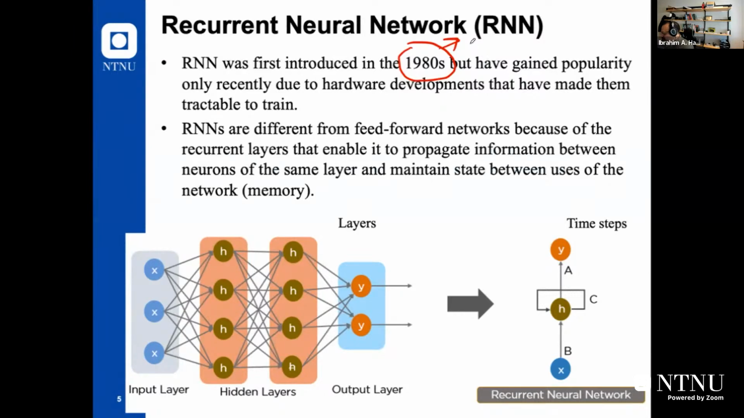RNNs are different from feed-forward neural networks because of the recurrent layers, which enable them to propagate information between neurons of the same layer and maintain state between users. This is very, very important for the network. So we have a memory. The idea here in case of RNN is that we have a memory, and this memory is the state. They call it state or hidden state, for example.